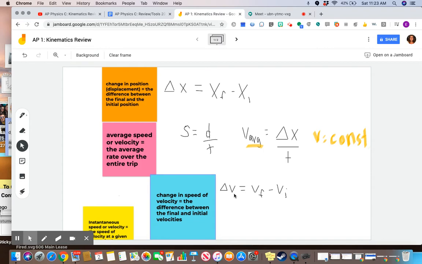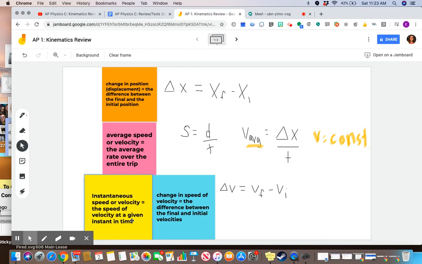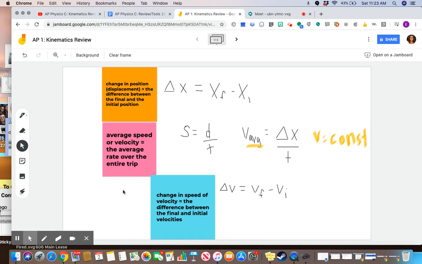Okay, the other thing that we need to talk about is the difference between average and instantaneous velocity. Okay, so I'm actually going to move this to its own page.